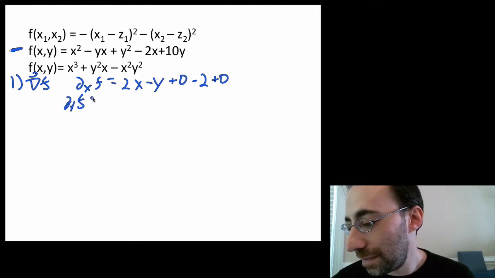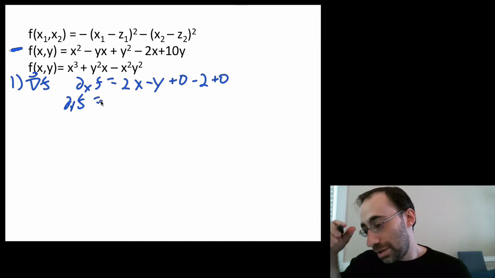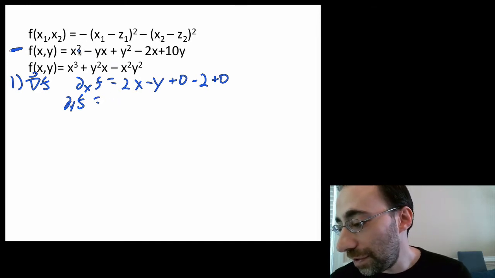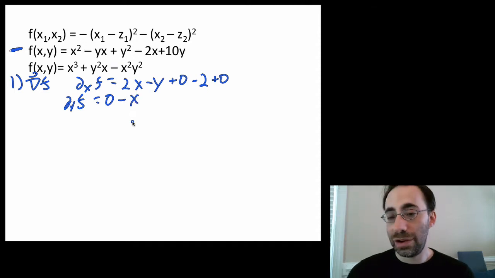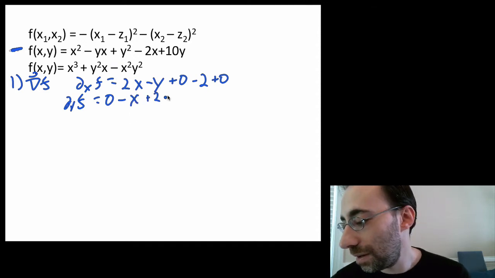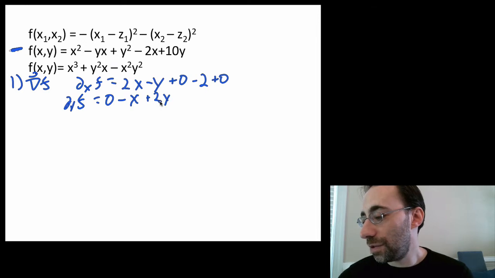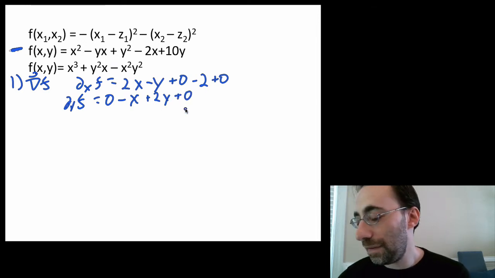Second one is going to be, first term is 0, second term is -x, third term is +2y, fourth term is 0, and fifth term is +10.